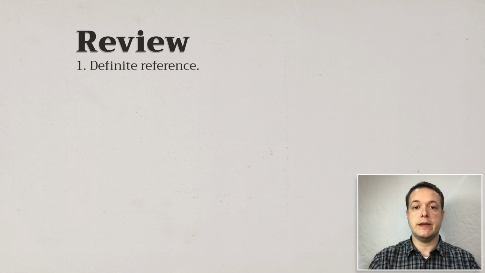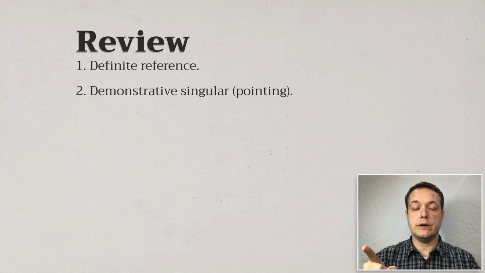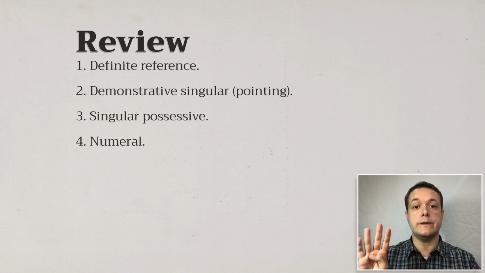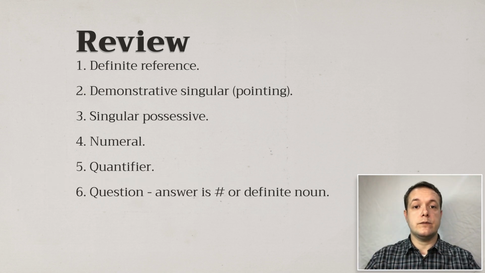in English, making a definite reference. 2, when you use demonstrative singular words or pointing words, prepositions. 3, with the possessive always in the singular. 4, with a numeral. 5, after a quantifier word. Quantifier is a word that talks about an amount without being specific, like many or much or every or all. And 6, when asking a question where the answer is a numeral or a definite noun.